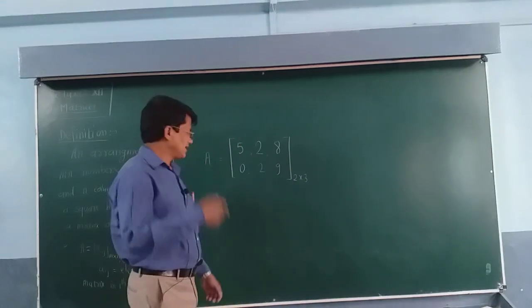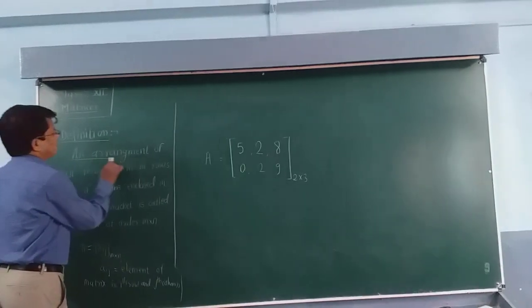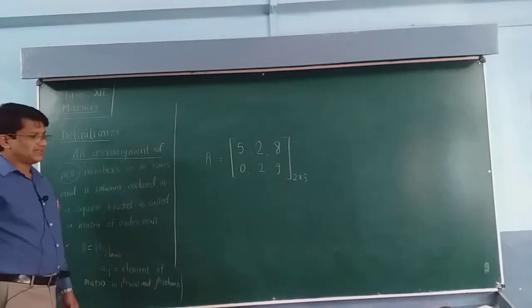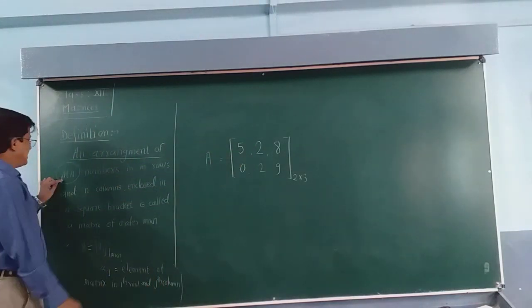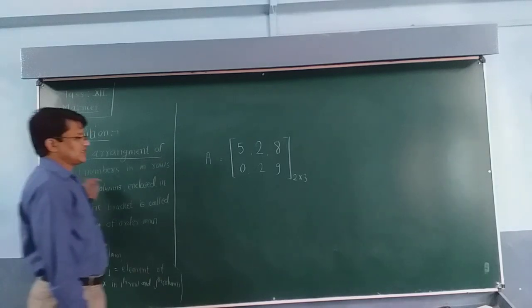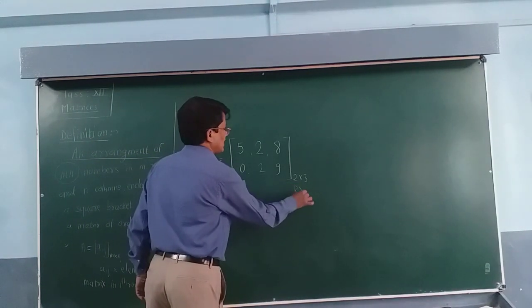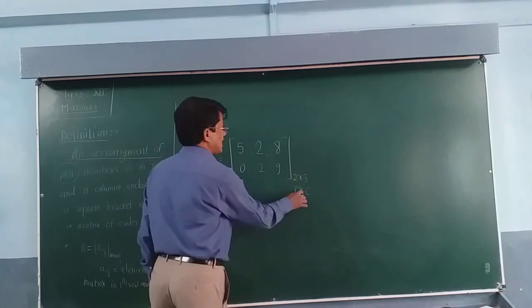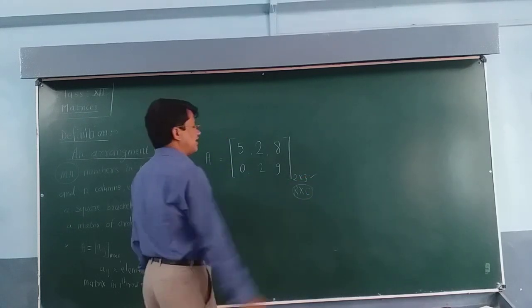Okay, just see here our definition. An arrangement of mn numbers. Here how many numbers? 6 numbers. So what is m? M represents rows. Here, this 2 means our row and this 3 means column. R represents row by column. This is the order of the matrix.